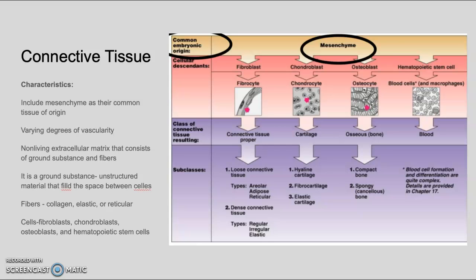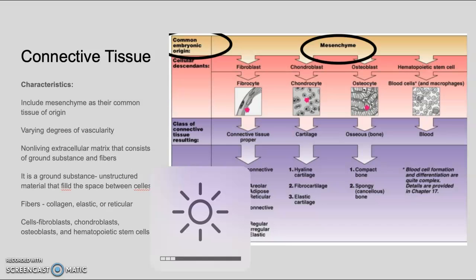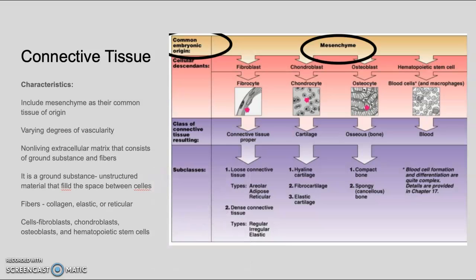Now, the characteristics of connective tissue include mesenchyme as their common tissue of origin. It has varying degrees of vascularity, and a non-living extracellular matrix that consists of ground substance and fibers. The ground substance is unstructured material that fills the spaces between the cells. Its fibers include collagen, elastic, and reticular, and the cells include fibroblasts, chondroblasts, osteoblasts, and hematopoietic stem cells.